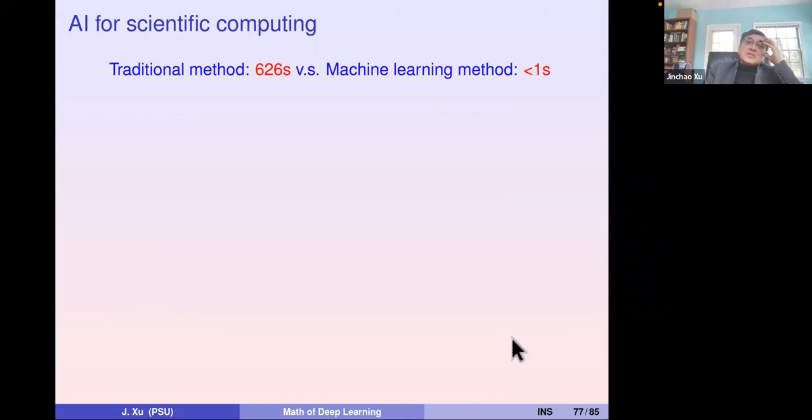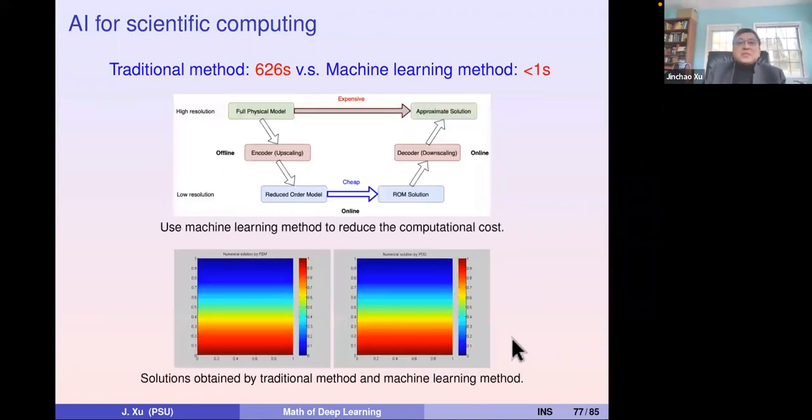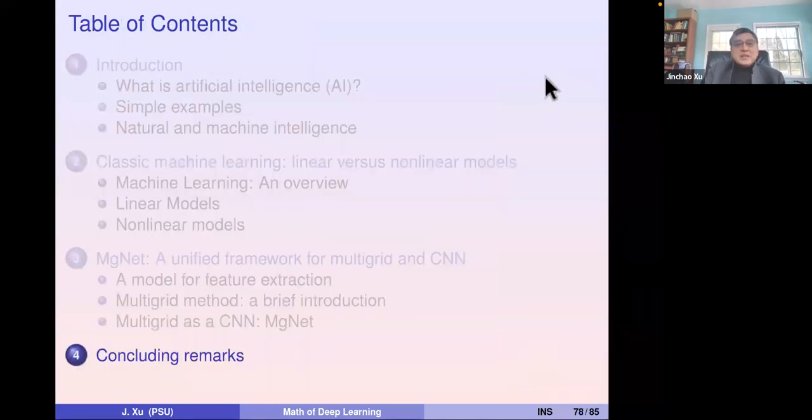AI for scientific computing is a pretty popular field these days. For example, we did a simple problem with porous media flow. If you don't count the training time, and you train offline, you get more than two orders of magnitude speedup. This one takes 600,000 for one solver, while this takes less than 1 second.